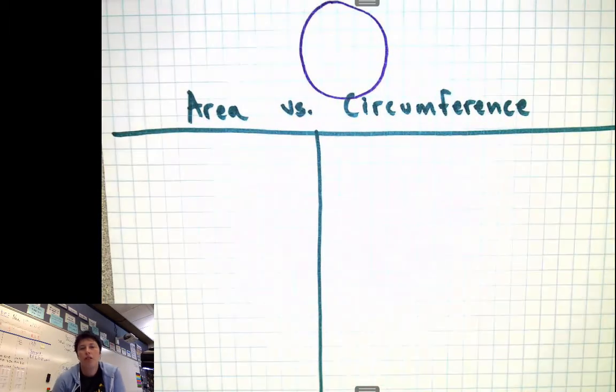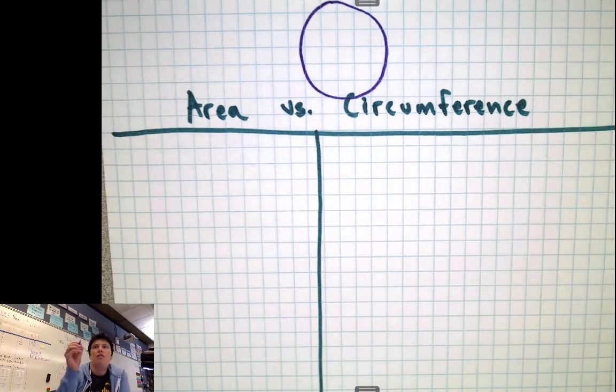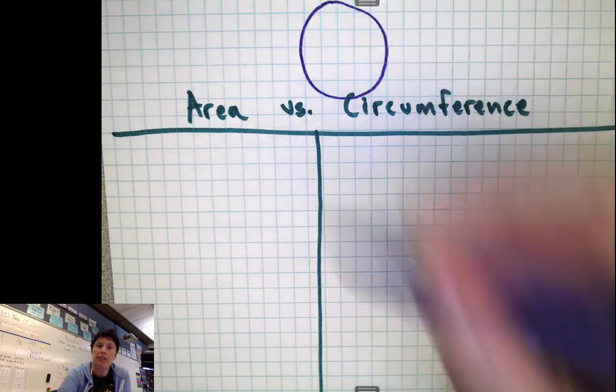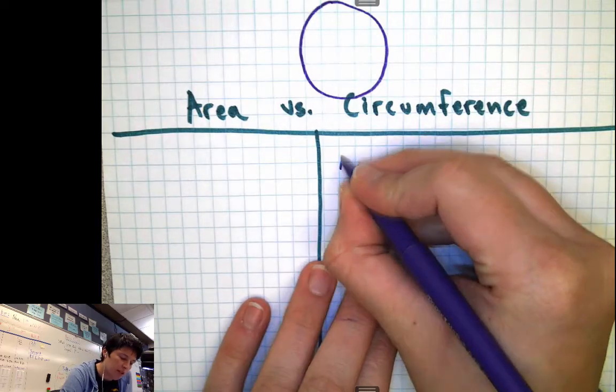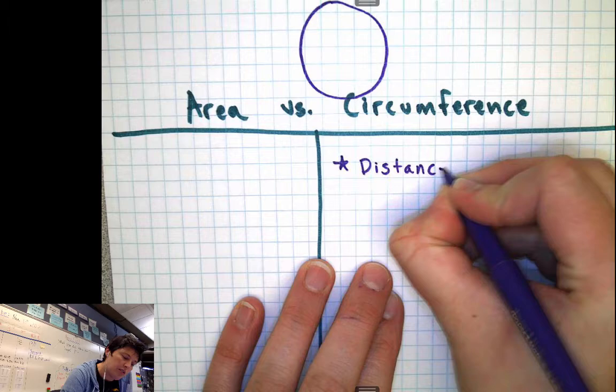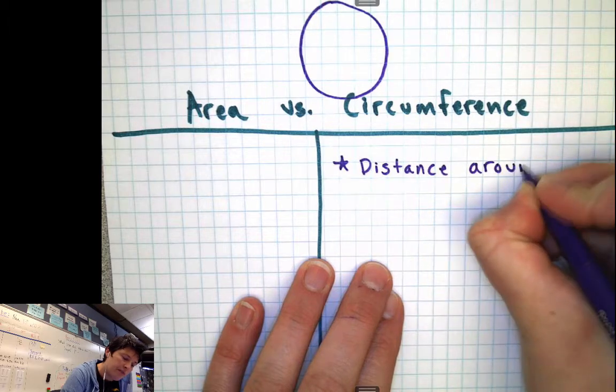Circumference is the distance that is around that circle. So when I just drew that circle, my pen did the circumference. So for circumference, I'll put a little star here. It's the distance around the circle.